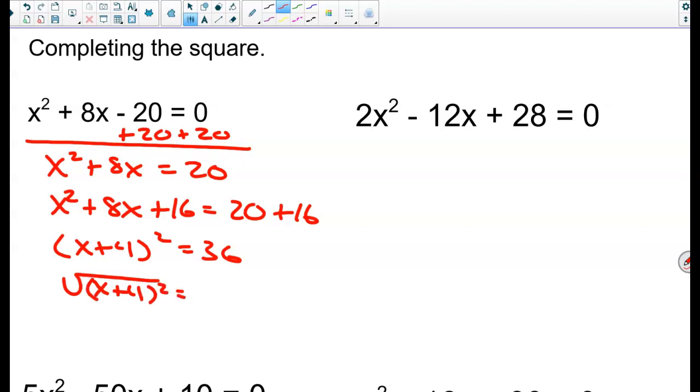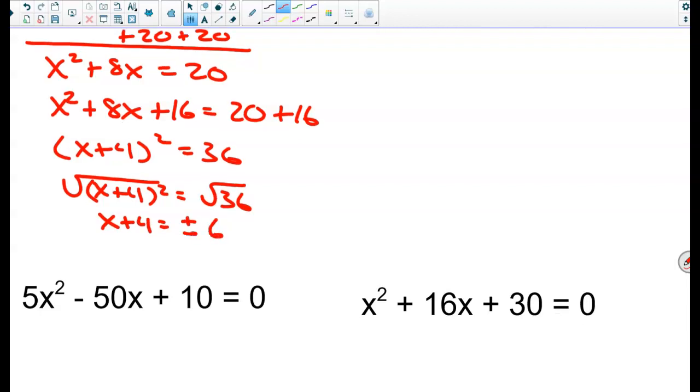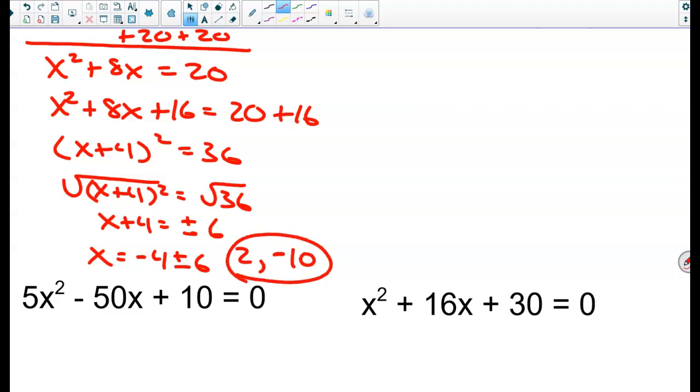We get rid of a square by taking the square root. And I'm left with x plus 4 without a square, and it's plus or minus 6. And the problem finishes with negative 4 plus or minus 6. Now, if you can simplify even more, do so. Negative 4 plus 6 is 2. Negative 4 minus 6 is negative 10. And that's my complete answer.